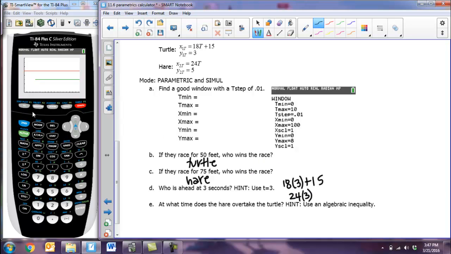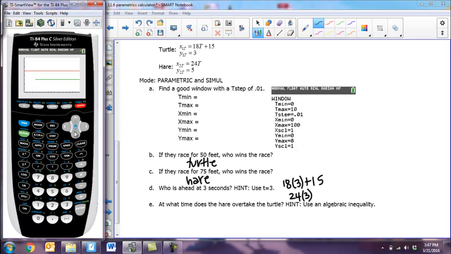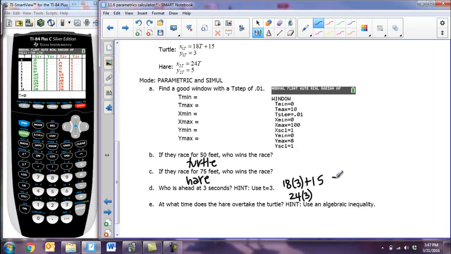The other thing you can do is go into your table and you can go look at where t equals 3 and go get those x coordinates. So I know that the green one, the turtle, was at 69 feet, where the hare, the brown one, was at 72 feet. So if I look right there, who's ahead? Well, that would have been the hare's equation. So at 3 seconds, the hare was winning.